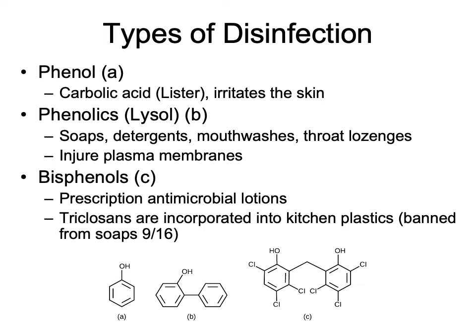But carbolic acid, which is a phenol, can irritate the skin. Phenolics, which are like phenols, like Lysol. Lysol is a phenolic. It's in soaps, it's in detergents, it's in mouthwashes, it's in throat lozenges. It injures the plasma membrane. These different types of chemicals affect microbes in different ways.